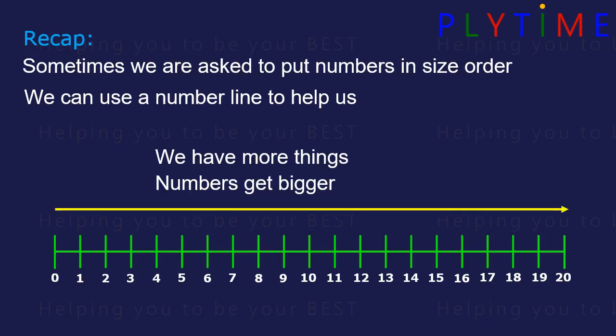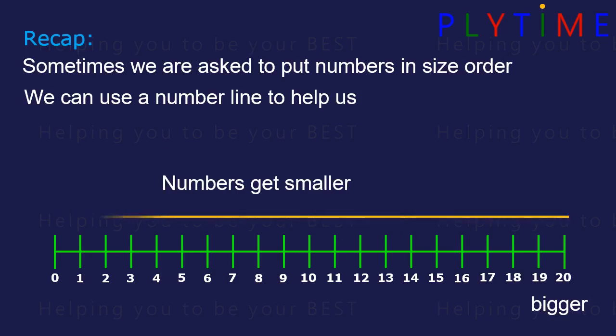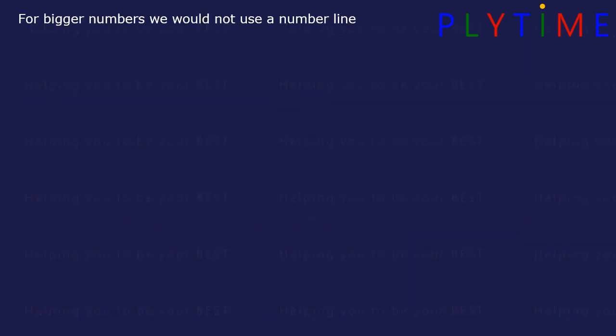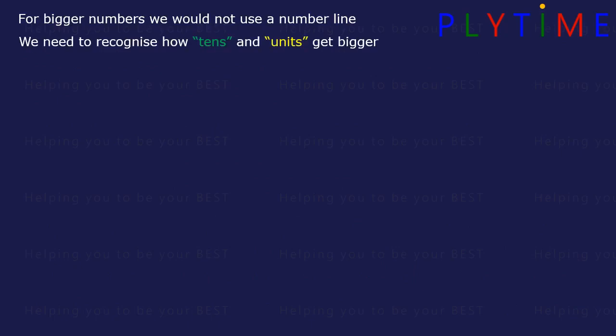From 0 to 20, we have more things, they get bigger. And numbers get smaller as they go to the left. From 20 to 0, we have fewer things, they get smaller. For bigger numbers, we would not use a number line. We need to recognise how tens and units or ones get bigger.